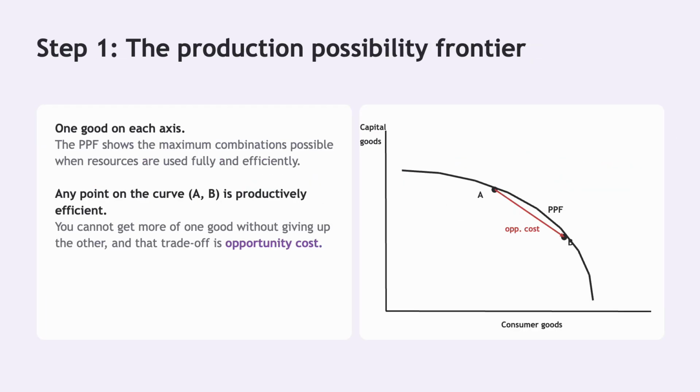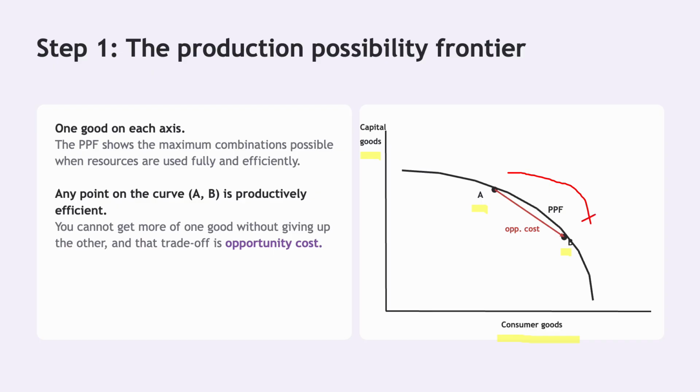Let's build the diagram. Put one good on each axis, say capital goods and consumer goods. The production possibility frontier shows the maximum combinations of the two an economy can make if it uses all its resources fully and efficiently. Any point on the curve, like A or B, is productively efficient. You cannot make more of one good without giving up some of the other. And that trade-off is opportunity cost. Move from A to B and you gain consumer goods, but only by sacrificing capital goods.